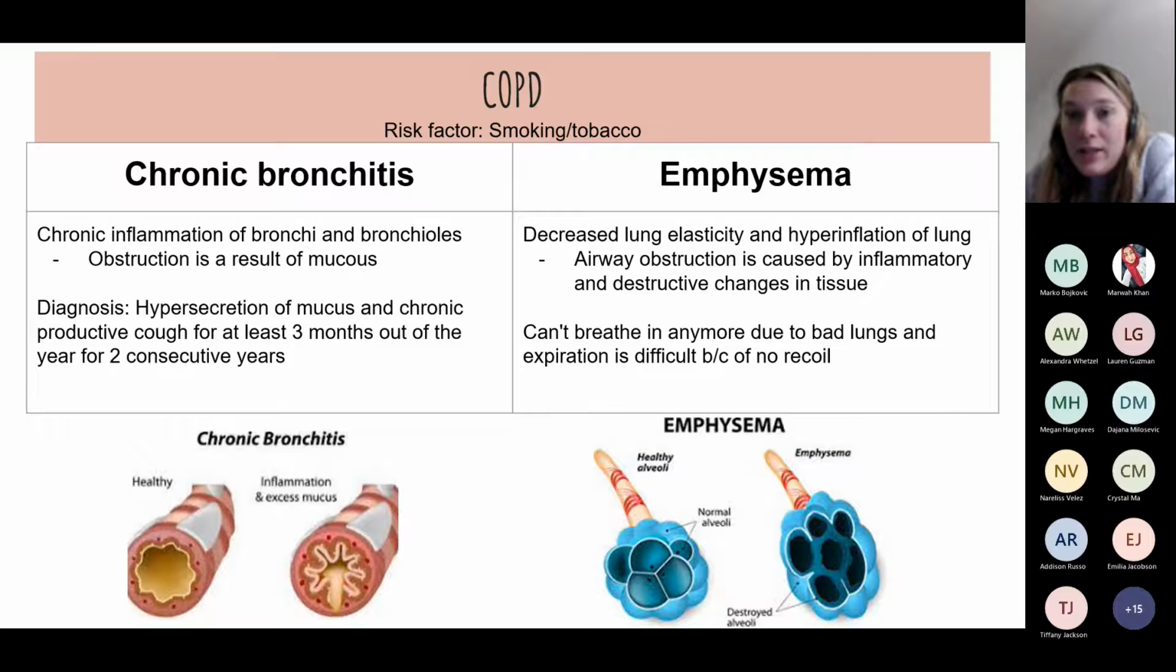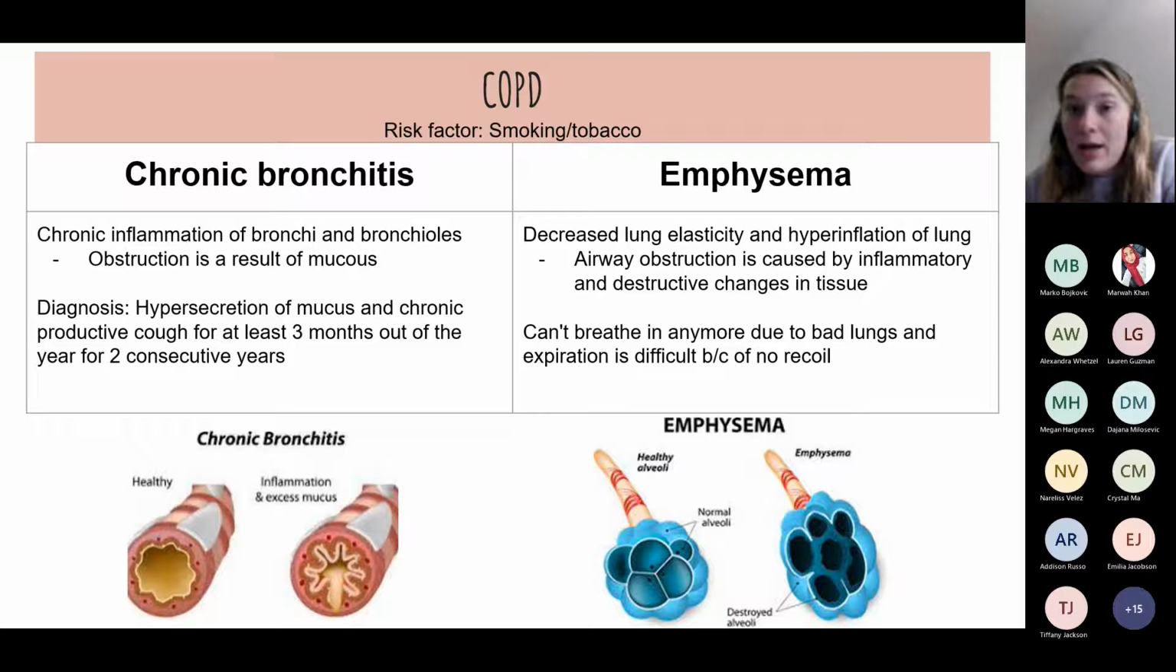So when we talk about COPD, this is chronic obstructive pulmonary disease. It is composed of both chronic bronchitis and emphysema. So chronic bronchitis is the inflammation of the bronchi and the bronchioles. Usually they're also going to have a lot of mucus being secreted. So our bronchiole kind of inflames, it gets filled with mucus, it gets smaller and smaller over time. It can't take in as much air as normal.